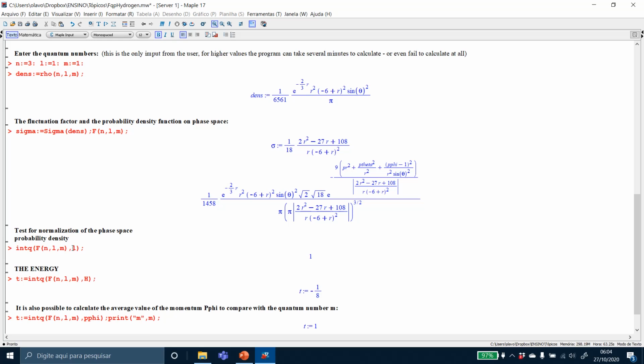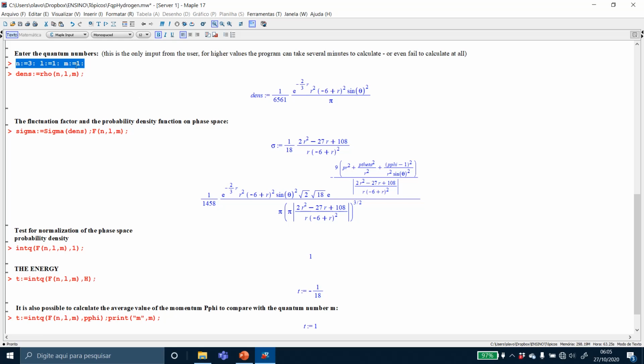We just note here that we are multiplying the probability density function by 1 and integrating it over the phase space, showing that this gives 1 as expected. And now we can calculate the energy related to the results. Let's see, Maple was able to do it. It's minus 1 over 2 times 3 squared, which is just the energy we expect for this quantum state.